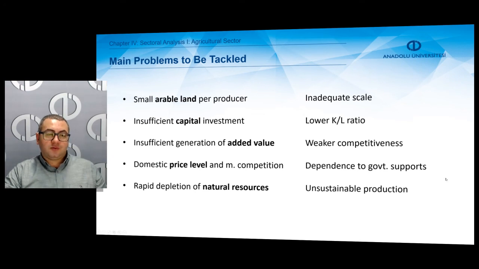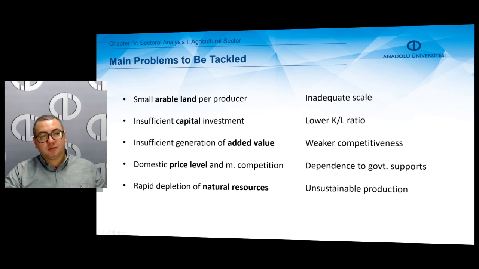There are five main problems to be solved in Turkish agriculture. The first one being the small arable land per producer. This causes a smaller scale production, and this is just inefficient in terms of economics.